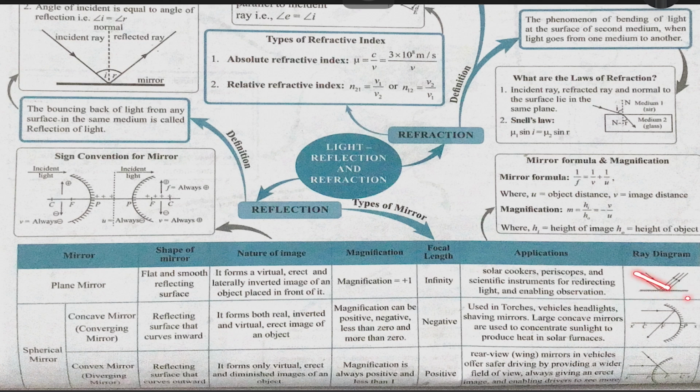This is the reflecting surface, the plane surface, that is the plane mirror, the incident ray, and the reflected ray, which obeys the law of reflection. Coming to the spherical mirror, we have two types of spherical mirror, that is concave and convex. First, let us finish with concave.